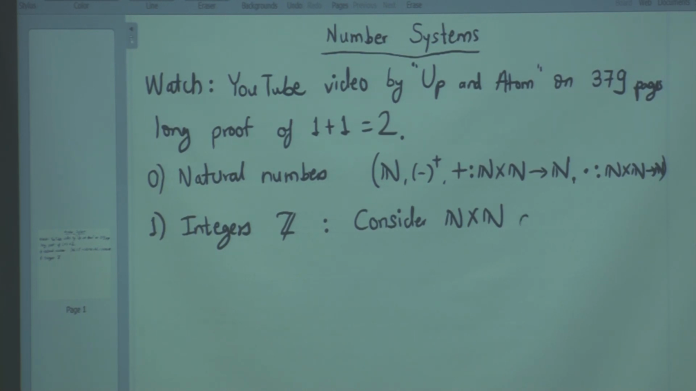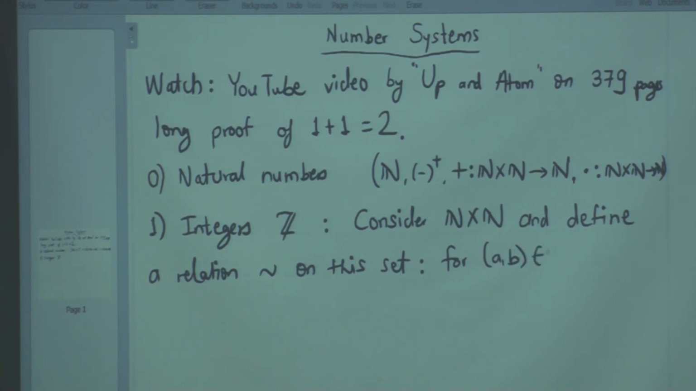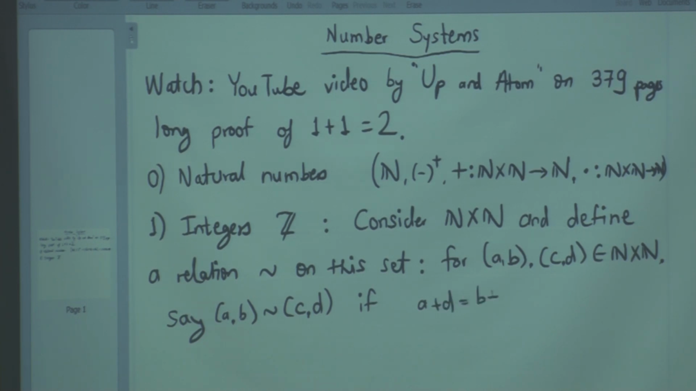And define a relation tilde on this set. Well, what is this tilde relation? For (a, b) and (c, d) in N cross N, these are two ordered pairs. Say (a, b) is related to (c, d) if a plus d is equal to b plus c.